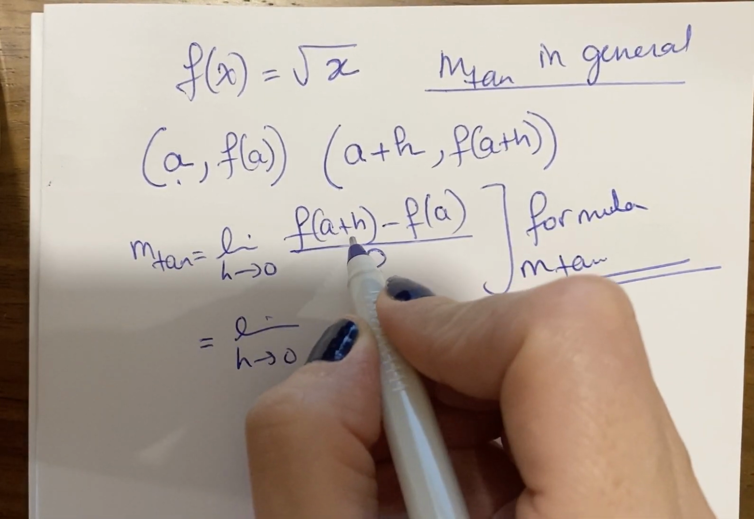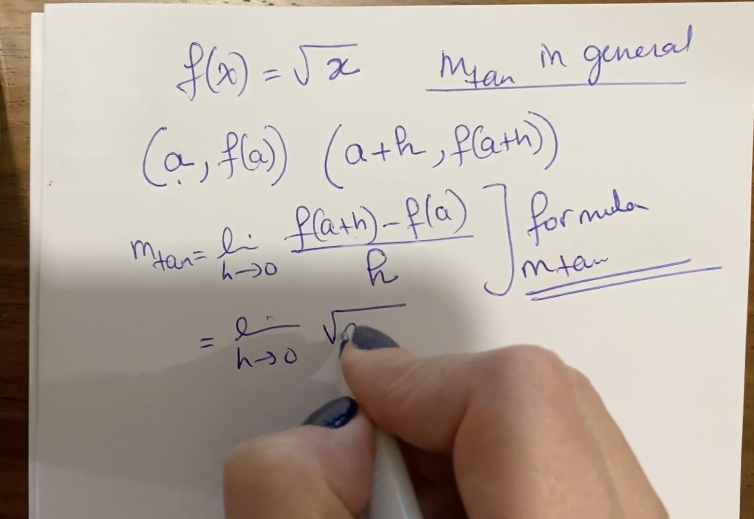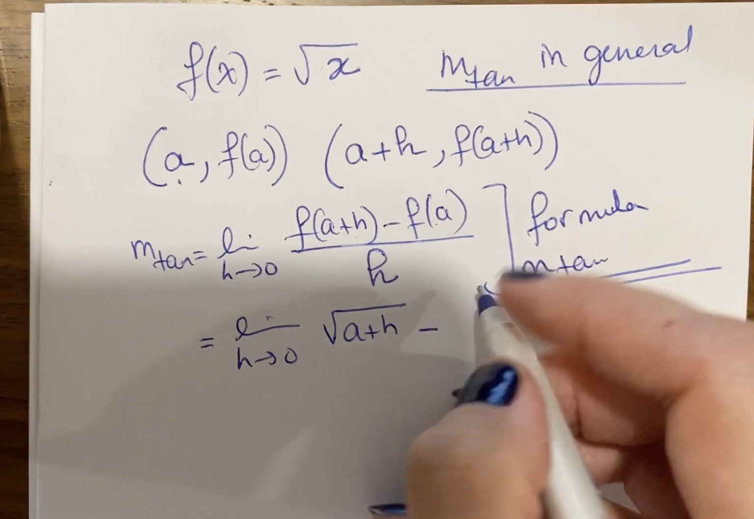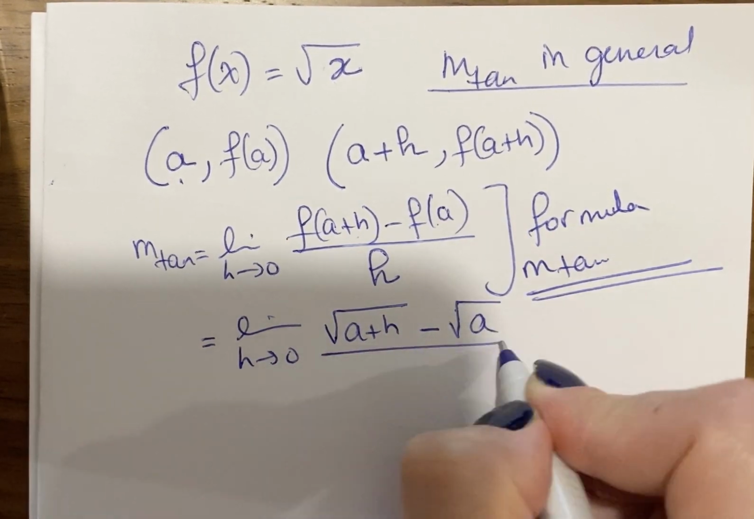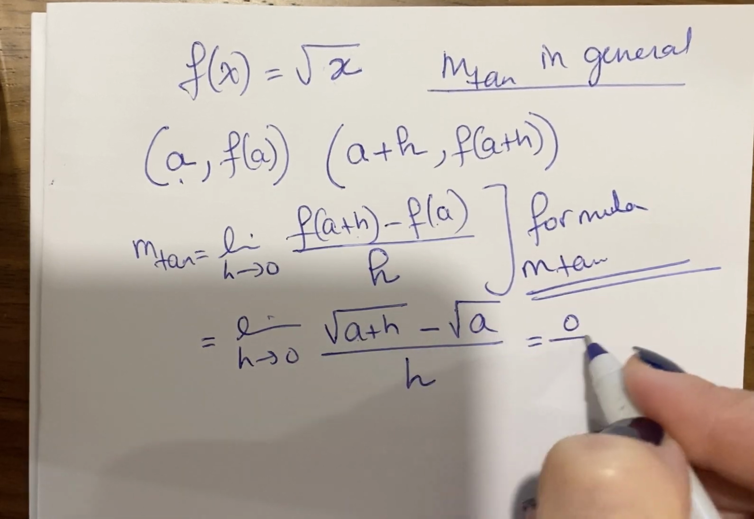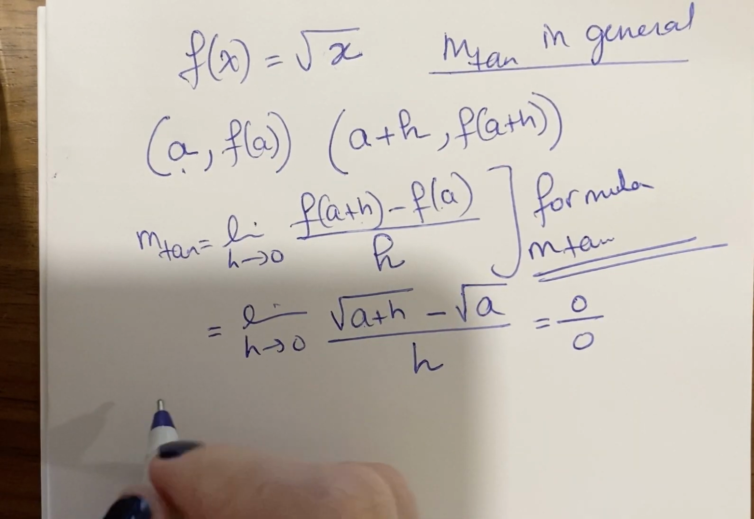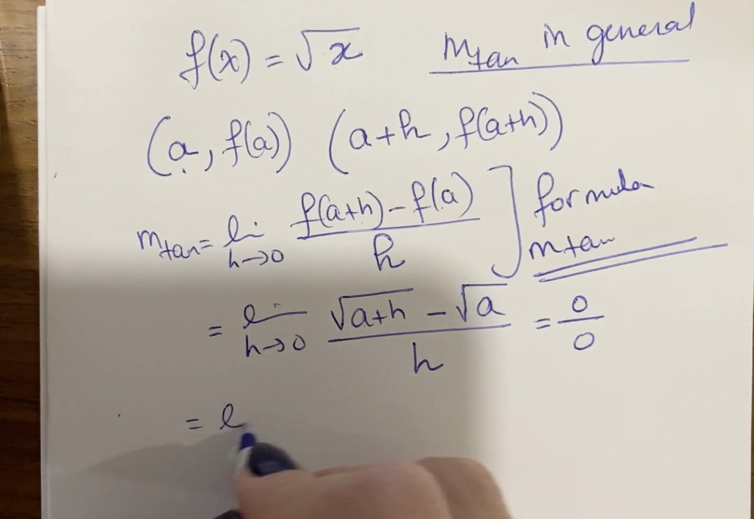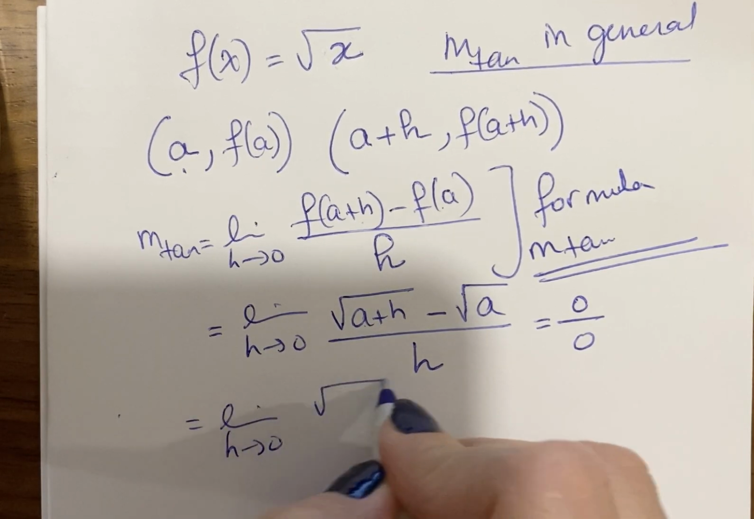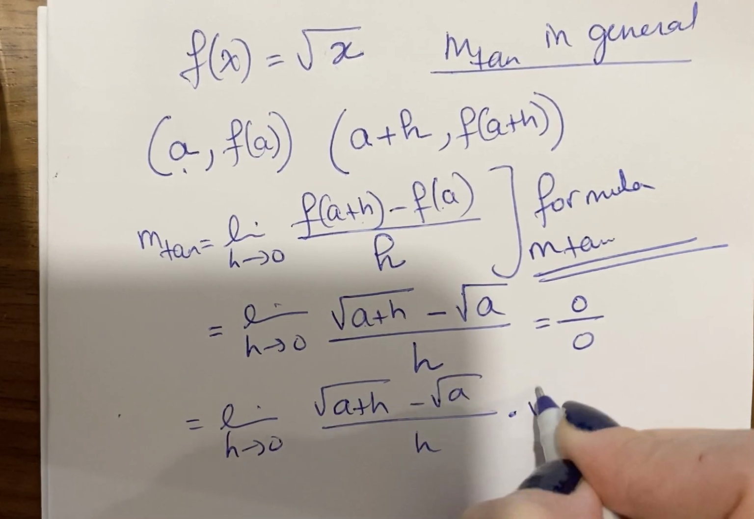what is f of a plus h? You go to the function, you substitute a plus h for x. What is f of a? Root a. We substitute first for the limit. You get root a minus root a, 0 over 0. Which means, what do we do? What do we do when we have roots? We multiply by the conjugate.